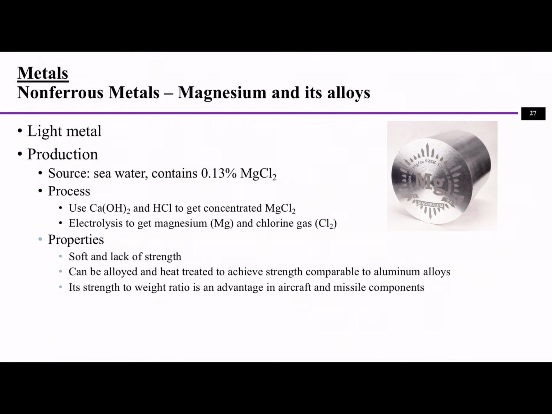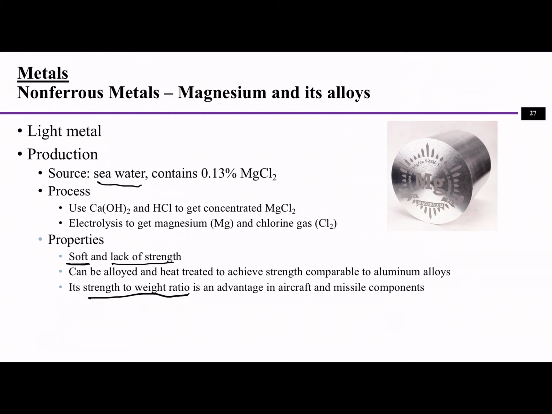Next metal is magnesium. Magnesium is a very light metal, even lighter than aluminum, and usually we get it from seawater. The typical property of magnesium is that it's very soft and lacks strength. So that's why its strength to weight ratio is a good advantage.